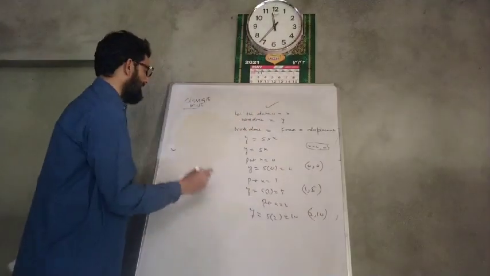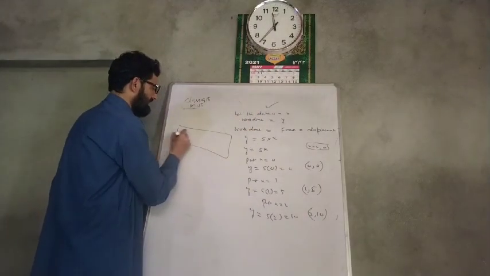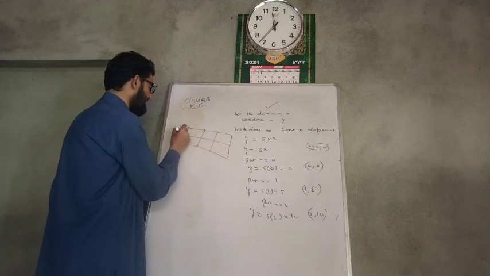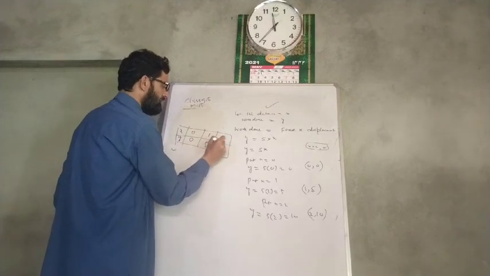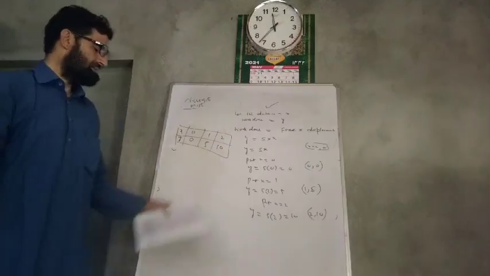Now you can draw the graph at your places. This is x and this is y. 0, 0 is the first value, then 1, 5 and 2, 10. You can draw the graph of this equation also.